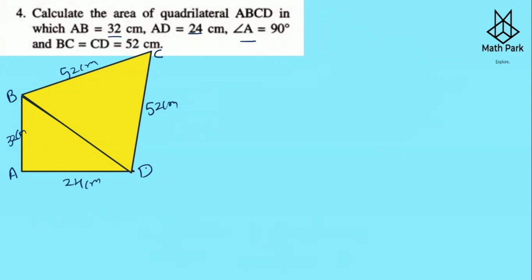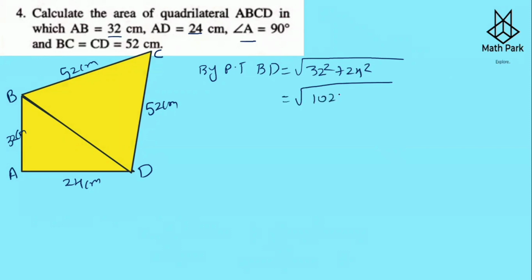So if I find BD, we will be able to find the area of this triangle. So let us find BD using Pythagoras theorem. BD, which is the hypotenuse, is equal to square root of 32 square plus 24 square. So 32 square is 1024 and 24 square is 576. Let us add 576 plus 1024. 6 plus 4, 10, carry 1. 7 plus 2, 9 plus 1, 10, carry 1. 5 plus 1, 6. We get 1600, and root of 1600 is nothing but 40. So we got BD as 40 centimeter.